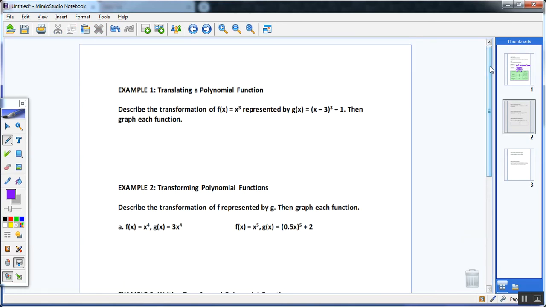Example 1. Annika, will you read number 1 for me, please? Describe the transformation of f of x equals x to the third power represented by g of x equals, in parentheses, x minus 3 to the third power minus 1, then graph each function. I'm not too concerned about the graphing part. We're going to look at the graphing part in decimals. But again, the original function is x to the what, kids?